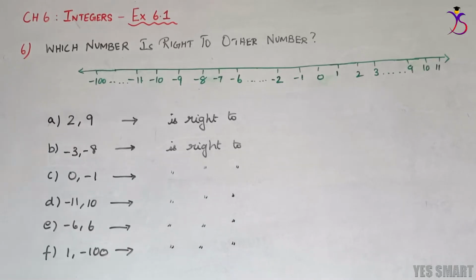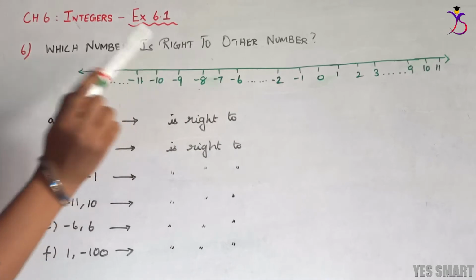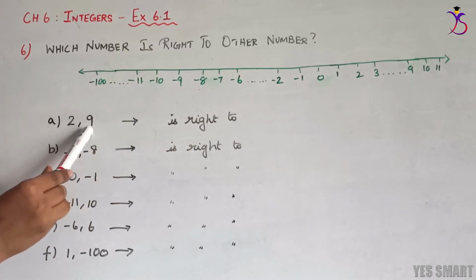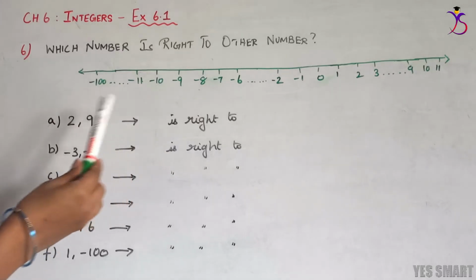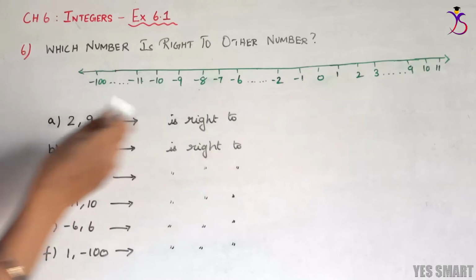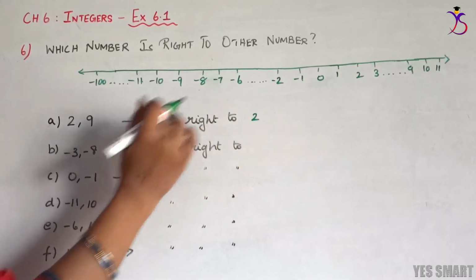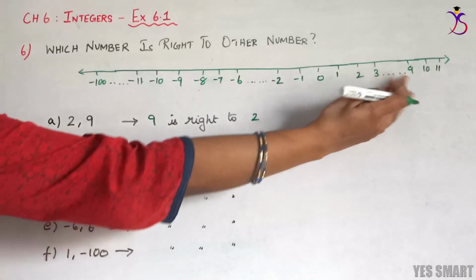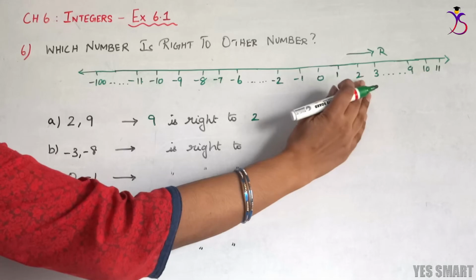Next, we are going to discuss the sixth sum. Which number is right to other number? The question is which number is in the right hand side of the other number. So, I have drawn a sample number line here. Subdivision A, 2, 9. So, 2 is here, 9 is there. Therefore, 9 is right to 2. We will be comparing the 2 and 9. So, 9 is in the right hand side. We will be focusing in this direction for right hand side.